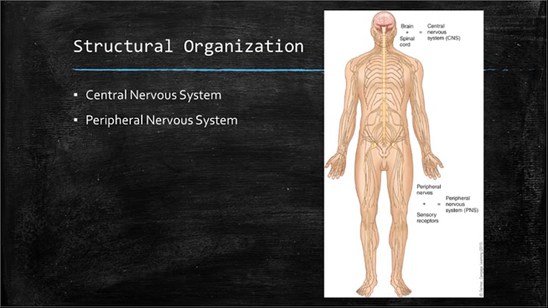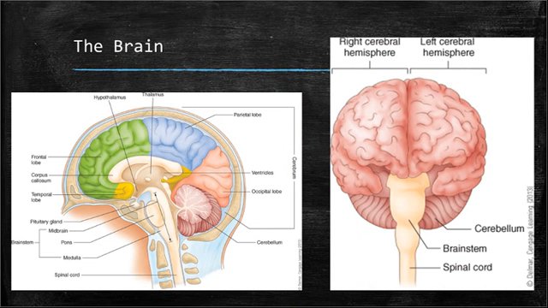Next, we'll focus first on the brain. So the brain can be divided into 3 main portions. The cerebrum is the largest portion of the brain, and it consists of 2 halves or hemispheres. It controls memory, problem solving, and language. The lobes of the cerebrum are the frontal lobe, the parietal lobe, the occipital lobe, and the temporal lobe.